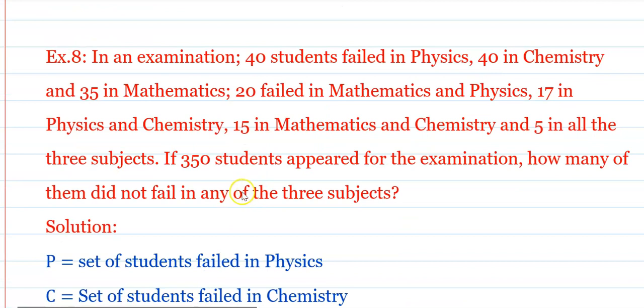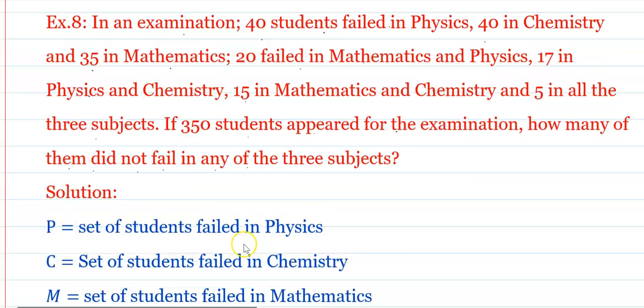Now the next question, question number 8. In an examination, 40 students failed in physics, 40 in chemistry, 35 in mathematics, 20 failed in maths and physics, 17 failed in physics and chemistry, 15 failed in mathematics and chemistry, and 5 in all the 3 subjects. Okay, 5 students were such that they failed in all three subjects. If 350 students appeared for the examination, how many of them did not fail in any of the 3 subjects?